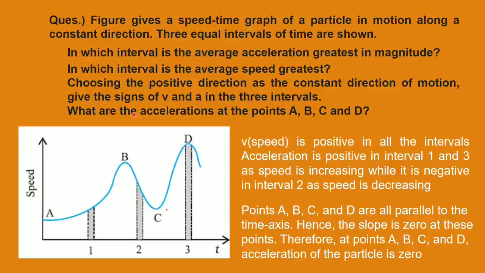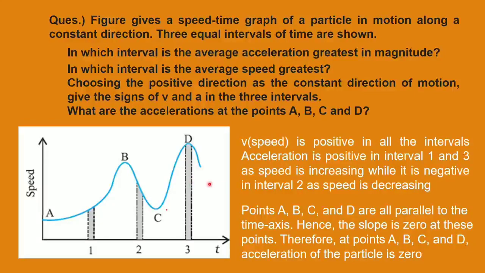Next question is, what are the accelerations at the points A, B, C and D? At A point you see the slope is 0. At B point the slope is 0. At C point again the slope is 0 because you are getting a line parallel to the time axis. Here also the slope is 0. So at all the 4 points A, B, C and D the slope is 0. The slope of the speed-time graph is 0, it means acceleration is 0. Clear?